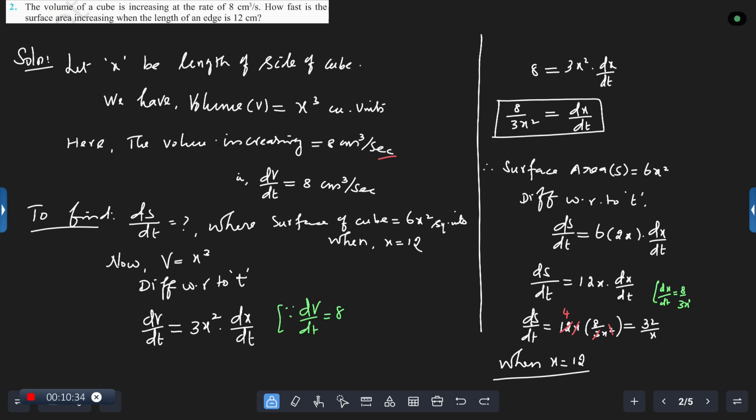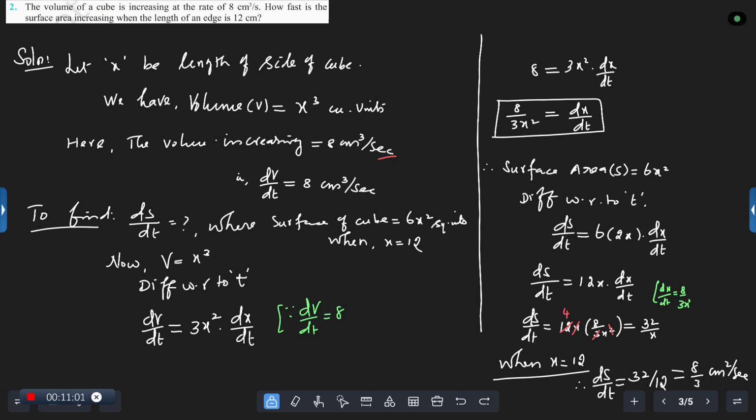Therefore, ds by dt equal to 32 by 12. Cancel by 4, 8 by 3 centimeter square by second. That's it. Any doubts, students? Can I go to the next sum?